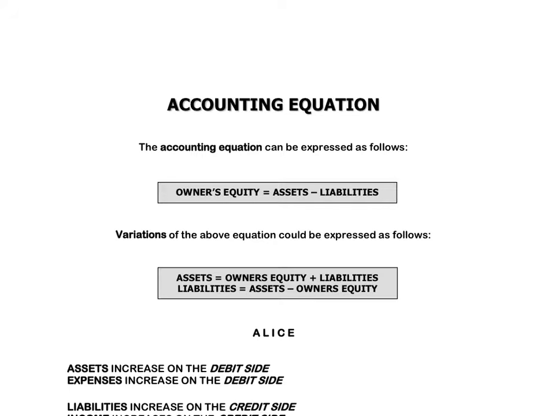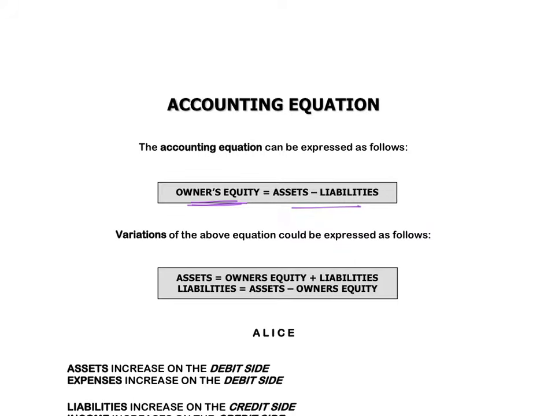The accounting equation can be expressed as owner's equity equals assets minus liabilities. Owner's equity is the belongings of the owner. How much money did he invest in this business, or how much money does the business owe him? If you take all the assets, they belong to the owner, but he's also responsible for all the liabilities. Therefore, the assets minus the liabilities will be worth his owner's equity.